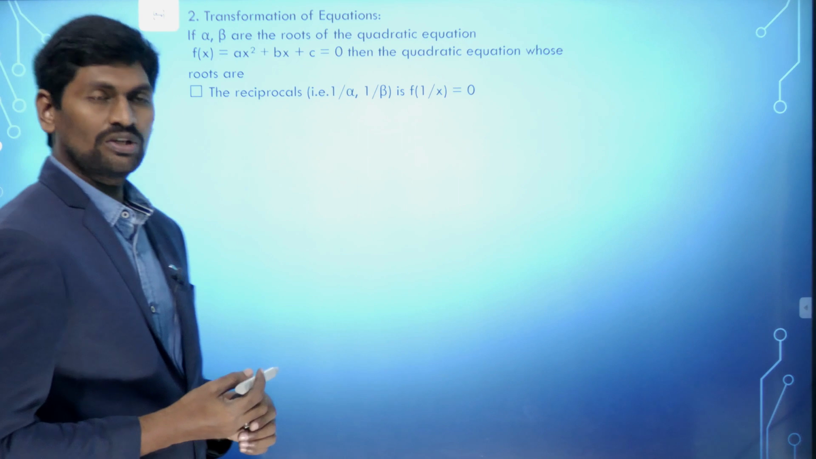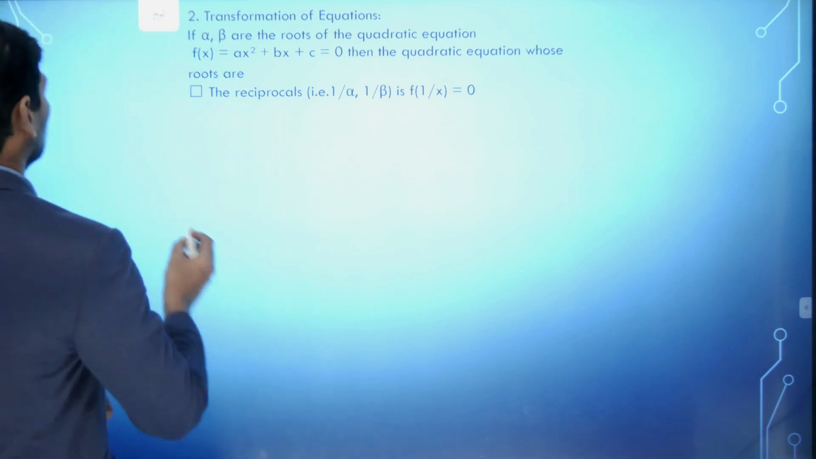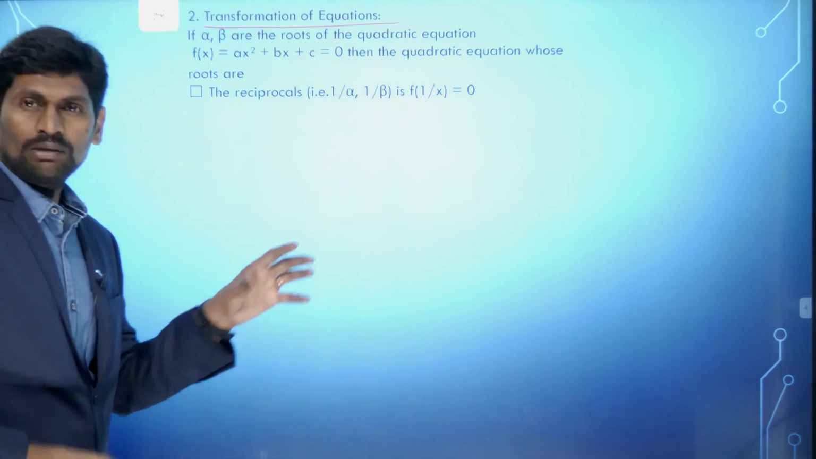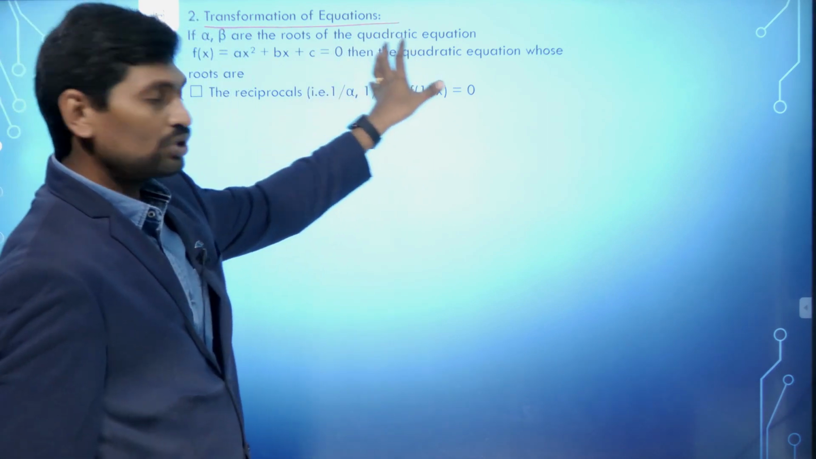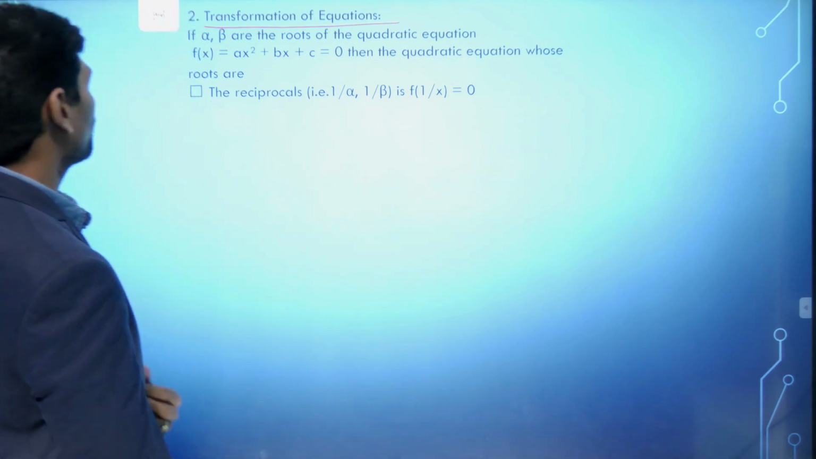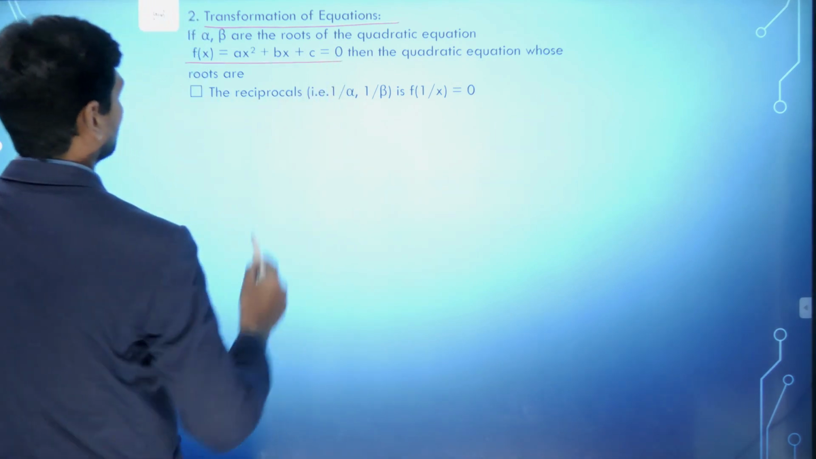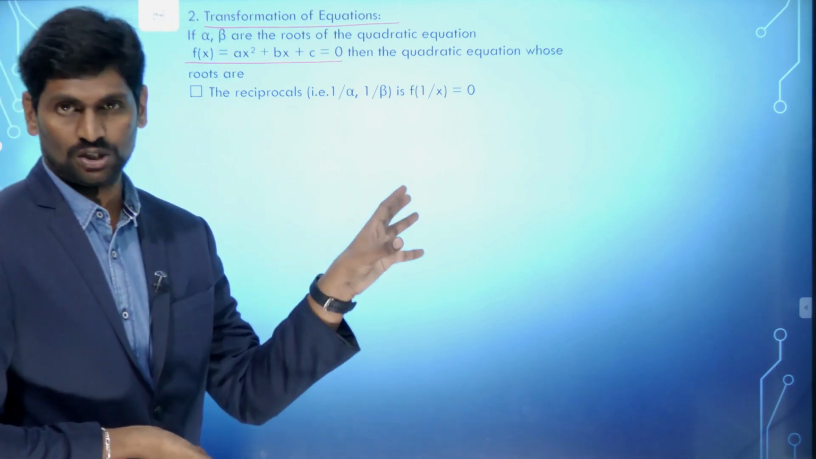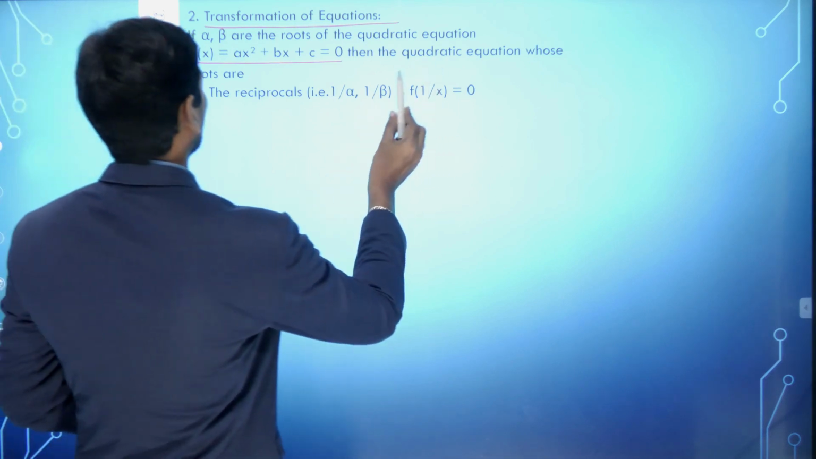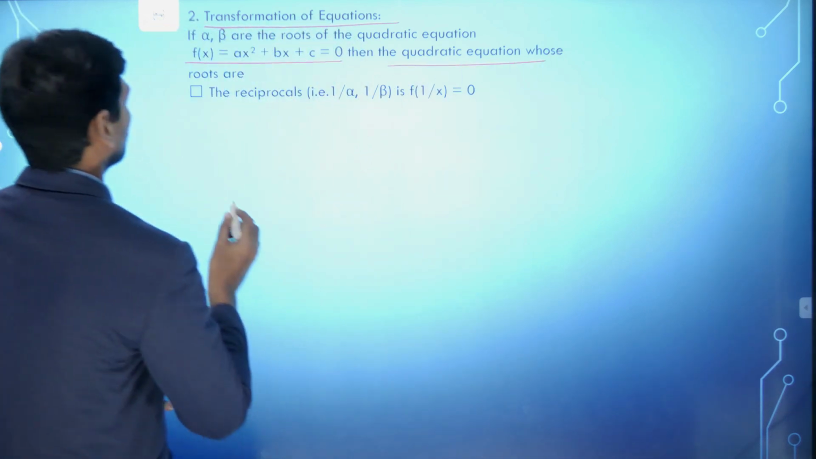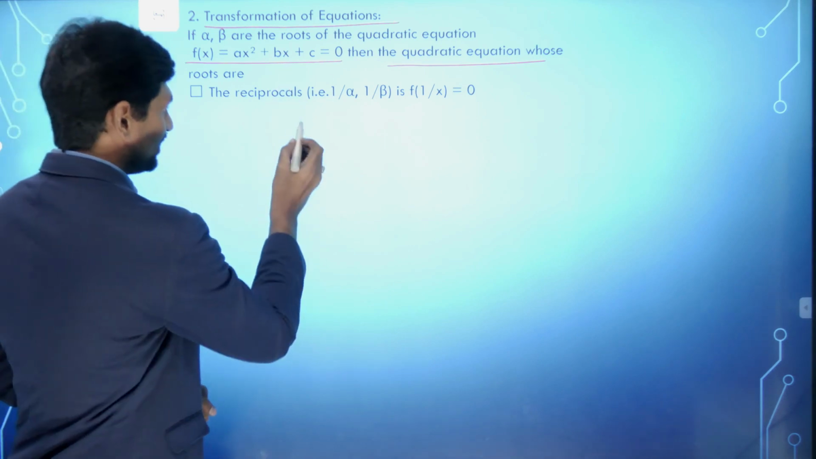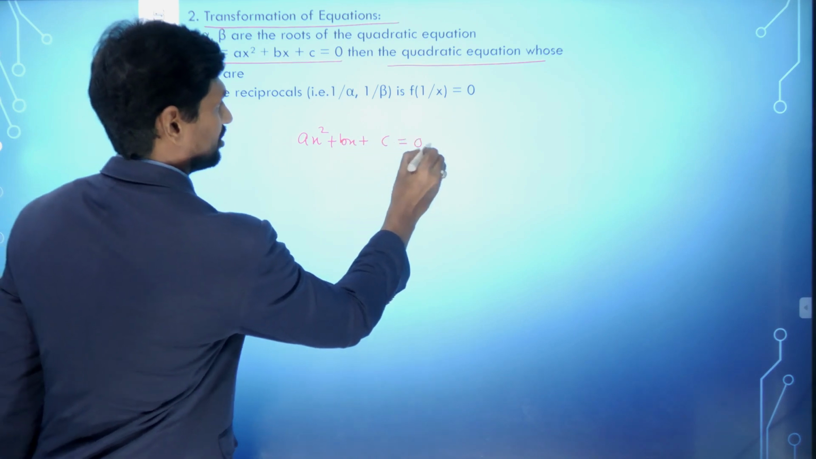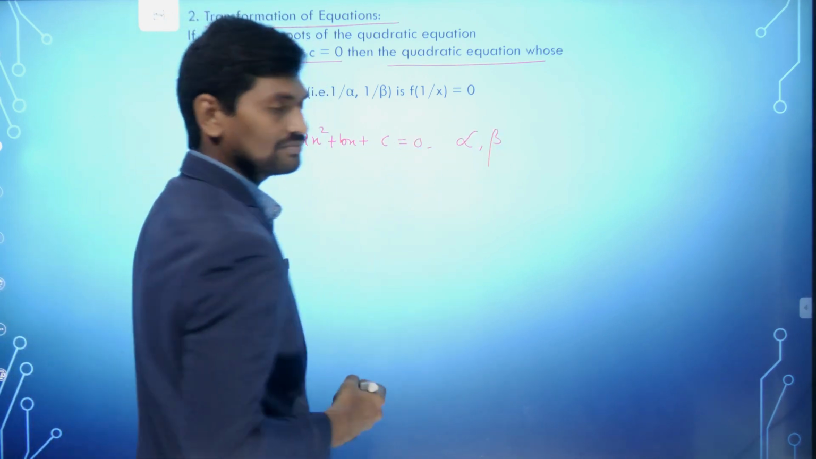Next, transformation of equations. If alpha comma beta are the roots of a quadratic equation, the quadratic equation is given like this: f of x equals to ax square plus bx plus c equals to 0, nothing but its general form only. And then the quadratic equation whose roots, for this general form ax square plus bx plus c equal to 0, here roots are alpha comma beta.